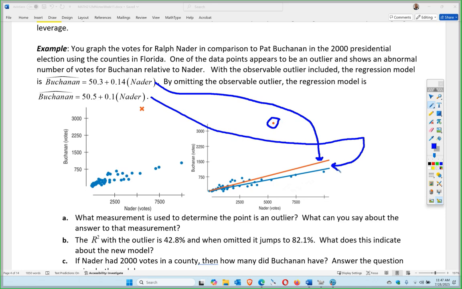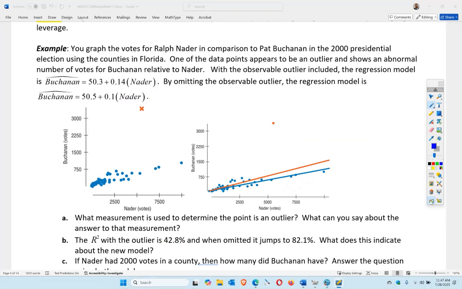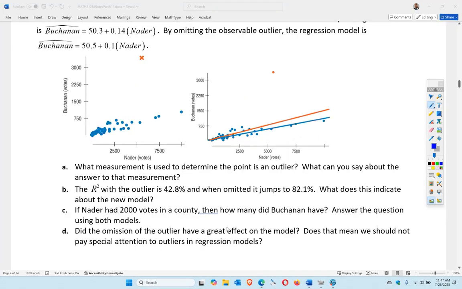Okay? So what an outlier does with a high residual is it's going to change the slope. Is it by a lot? Well, that depends what you're doing and how much that actually matters. The R squared was 0.42, 42%-ish, right? Jumps to 82. Okay? So that means the new model is probably more accurate. Okay. If Nader votes in this county, if you had 2,000 in, how many did Buchanan have? All right. So if you plug in 2,000 to both models, obviously there'll be a change. Does omitting the outlier have a great effect on the model?